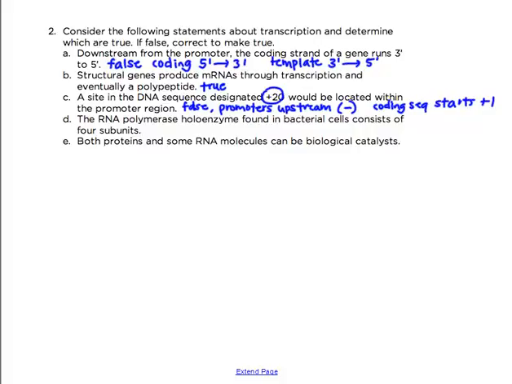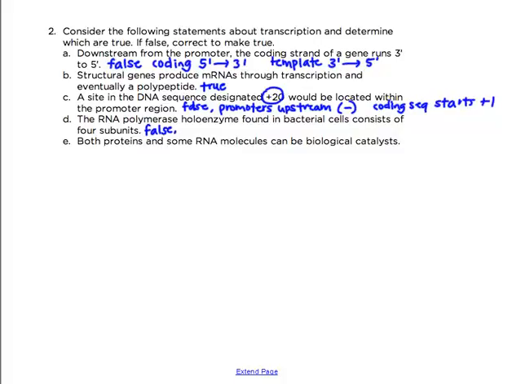So the site in the DNA sequence that's designated as +20 would actually be downstream of the coding sequence and would be part of the coding sequence. Statement D. The RNA polymerase holoenzyme found in bacterial cells contains 4 subunits. So this is a pretty tricky one, but it actually is false, and I'll tell you why.